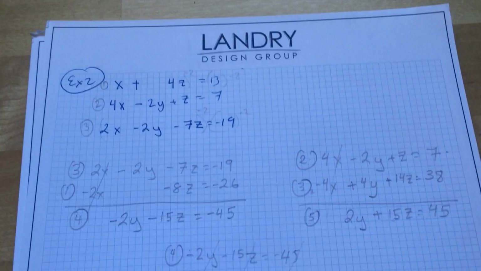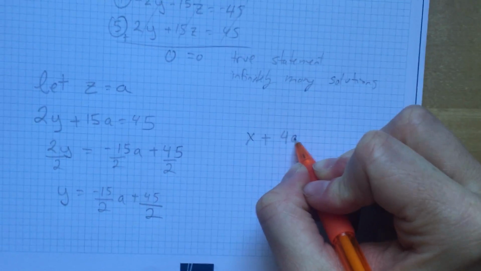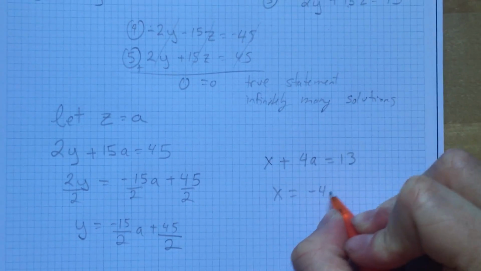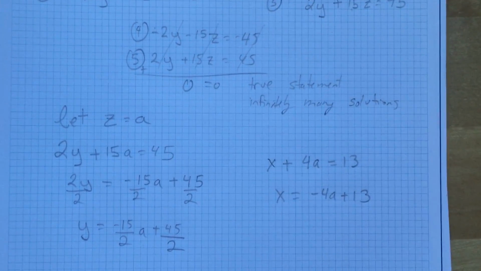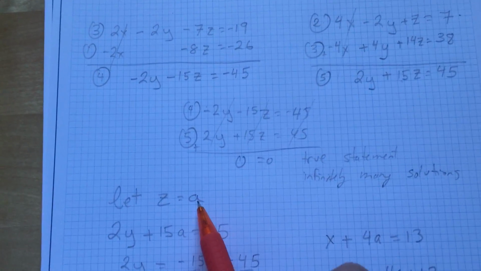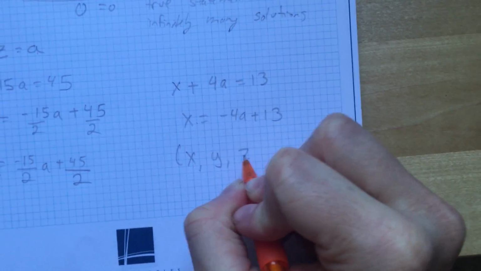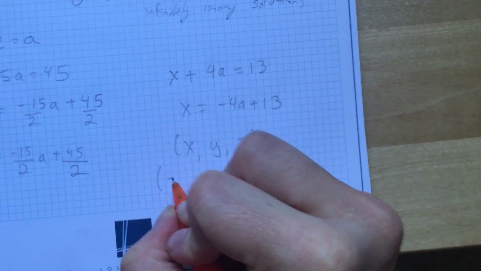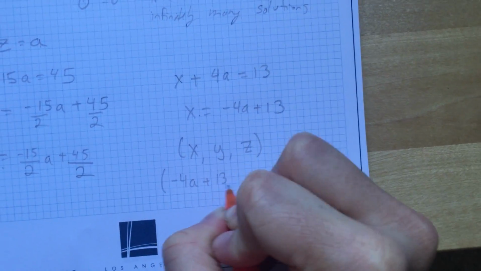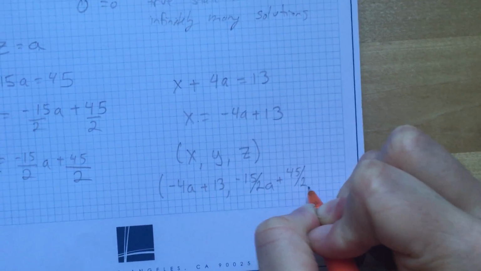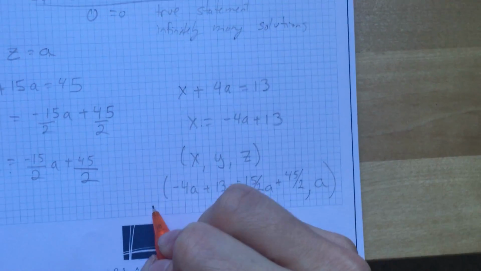Again, I'm going to go back to the top equation, x plus 4z is equal to 13. So I'm going to say x plus 4a is equal to 13. Subtract. x is equal to negative 4a plus 13. We got our z, we got our y answer, we got our x answer. So just remember to write your answer as an ordered pair. So your final answer will look something like this. Comma, a.